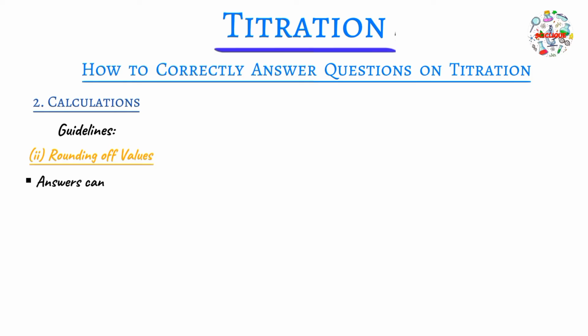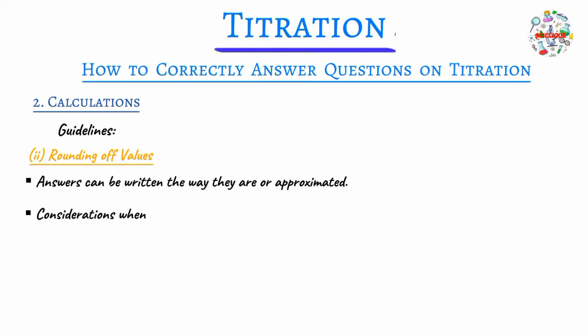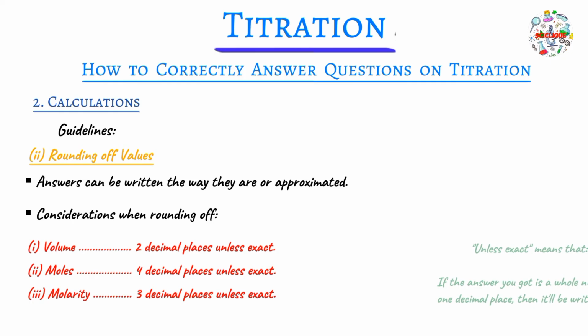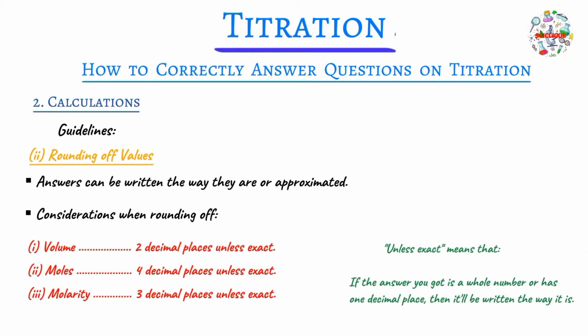Students can either leave their answers the way they are, or they can be approximated, rounded off. But when rounding off is done, there is a minimum number of decimal places that should be given. Let me break it down for you. If the question asks you for volume, then the volume should be rounded off to 2 decimal places unless you get an exact value. For example, if you are getting an average volume and you manage to get something like 25.1 or even 25 cubic centimeters, then let it be the way it is. But if you get something that has more decimal places than 2, then you can round it off to 2 decimal places, but no less.